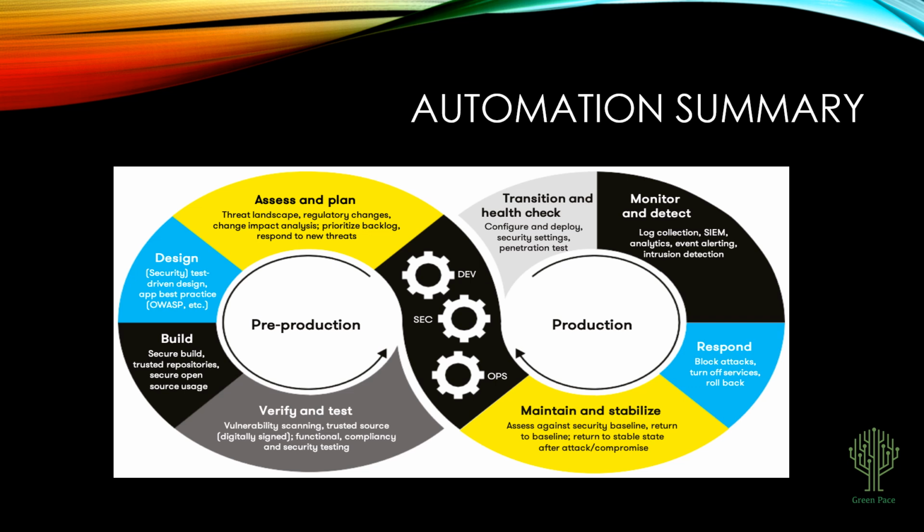So here's our automation summary. The DevSecOps system navigates through the pre-production and production cycles back and forth as needed for monitoring the progress at each phase. This diagram covers all the various phases and what occurs in them.